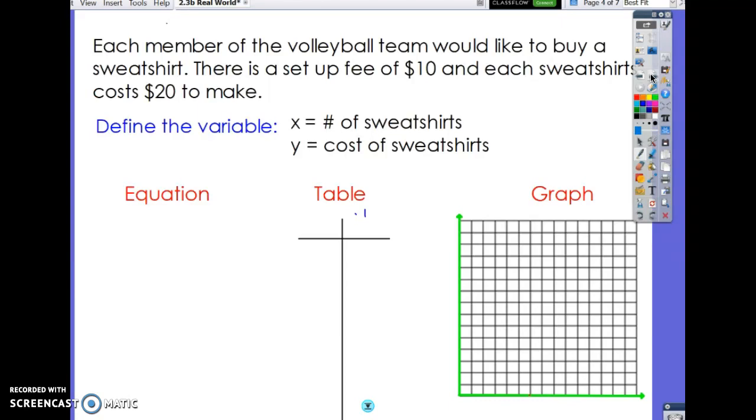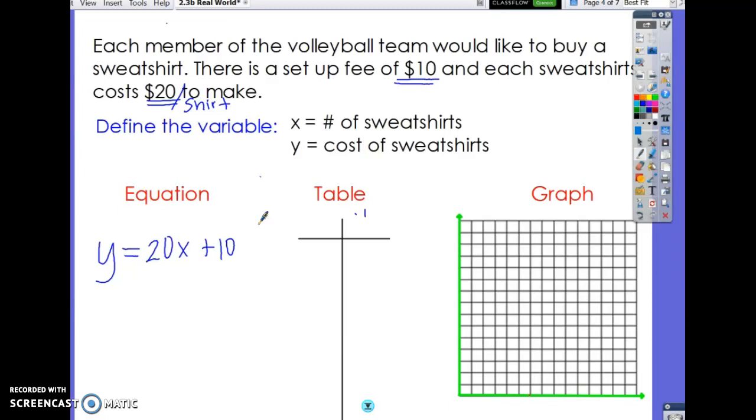So x is the number we buy, y is what we have to pay for them. Now that we have this information, we can use it to write an equation. We're going to write it in slope-intercept form. So y, the cost of our sweatshirts, equals, we can take a look at our problem again. We have to pay the setup fee and we have to pay $20 for each shirt. So y equals 20x plus the $10 setup fee. That's our $20 for each shirt plus $10 just for talking to that company. So here we have an equation to represent our situation.